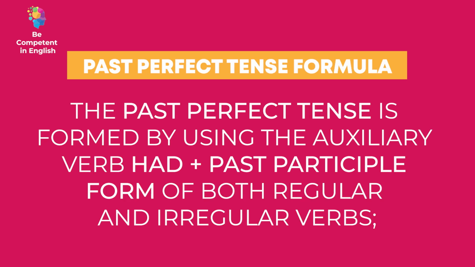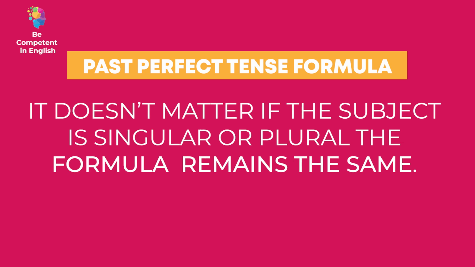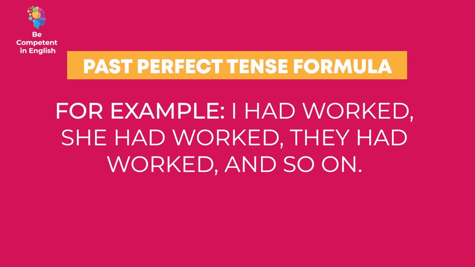Past perfect tense formula. The past perfect tense is formed by using the auxiliary verb had plus past participle form of both regular and irregular verbs. It does not matter if the subject is singular or plural, the formula remains the same. For example, I had worked, she had worked, they had worked, and so on.